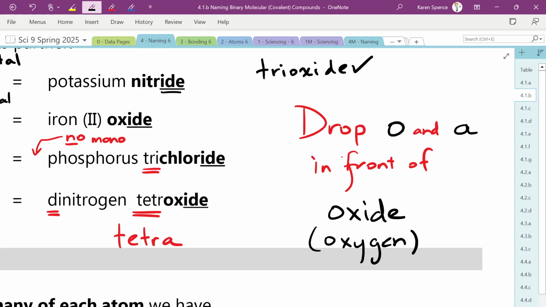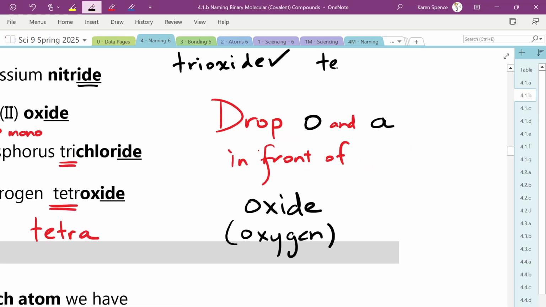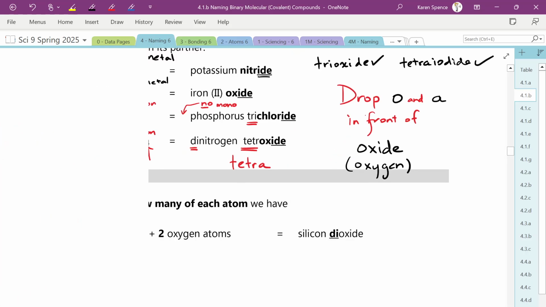Okay? If you had tetraiodide, that would be correct because we don't drop the A in front of iodide, only in front of oxide or oxygen. So this is mostly really easy as long as you know your prefixes, except for remembering mono only goes on the second word. We leave it off the first word, and you need to drop O's and A's in front of oxide. Okay? Other than that, pretty straightforward.